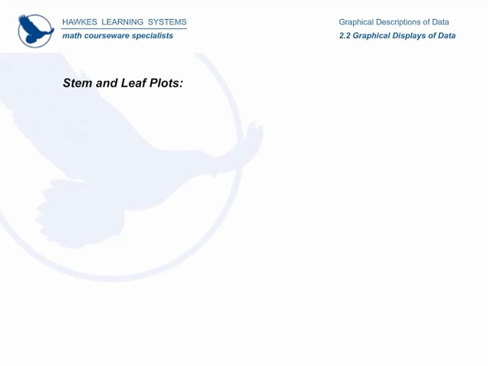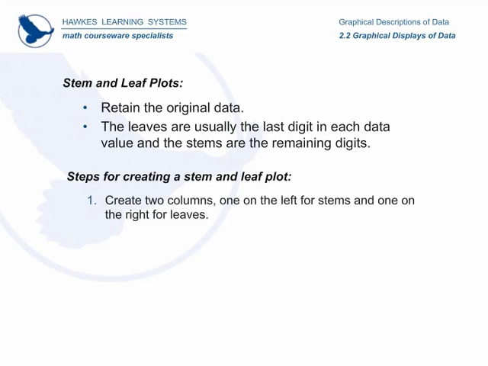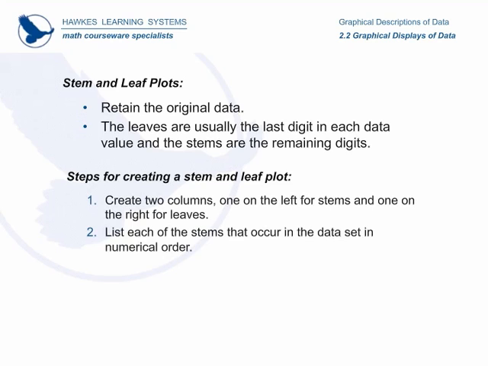Next, let's take a look at a visual representation known as the stem and leaf plot. The stem and leaf retains the original data, and that data is numerical data. The leaves are usually the last digit in each data value, and the stems are the remaining digits. So here are the steps for creating a stem and leaf plot. Number 1, we create 2 columns. 1 column on the left for stems and 1 column on the right for leaves. Then we list each of the leaves that occur in the data set in numerical order.